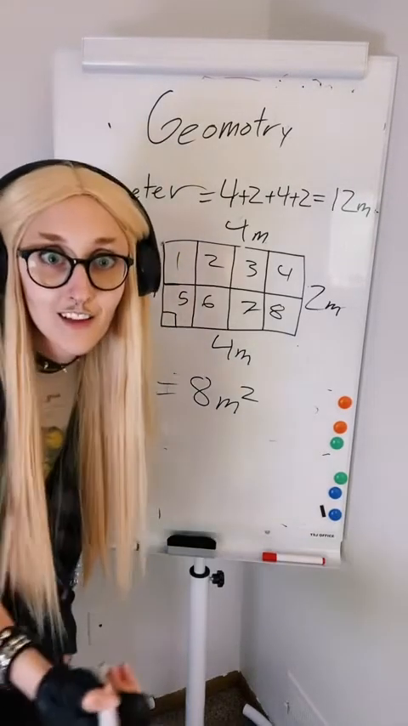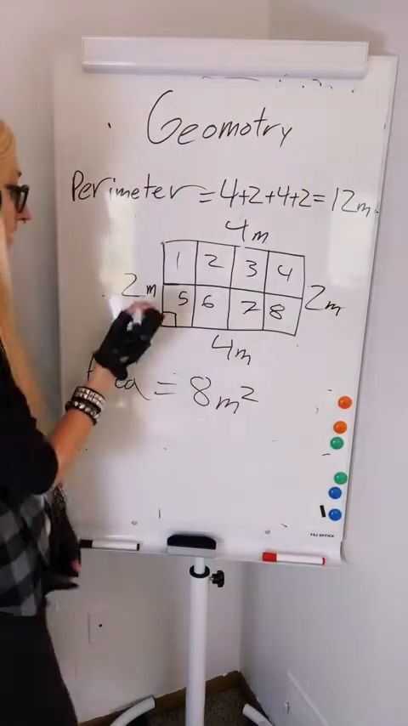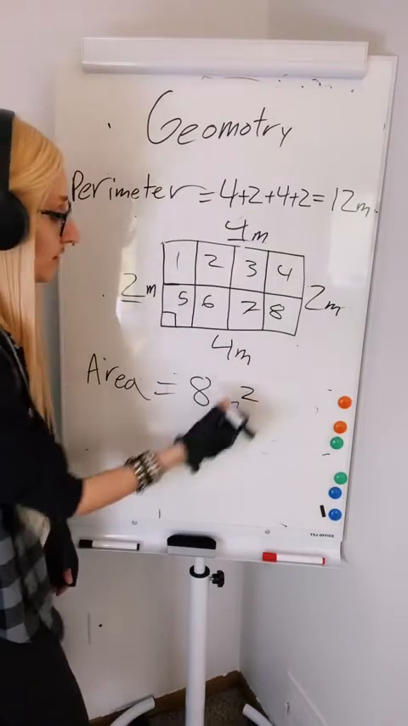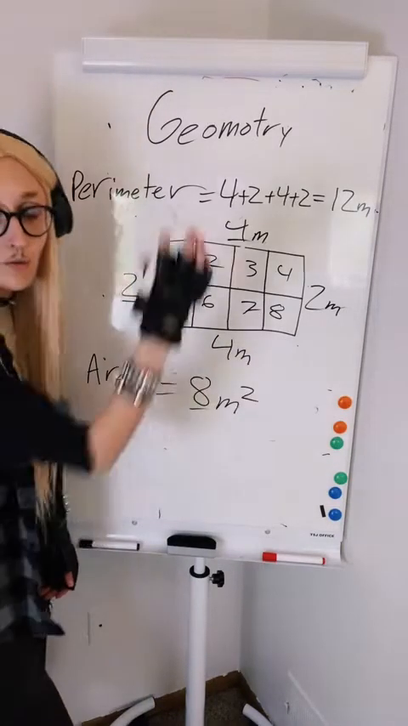That's it. If I didn't want to count these all up, I can multiply. I can do 2 times 4, and I get 8. So that's what we're doing.